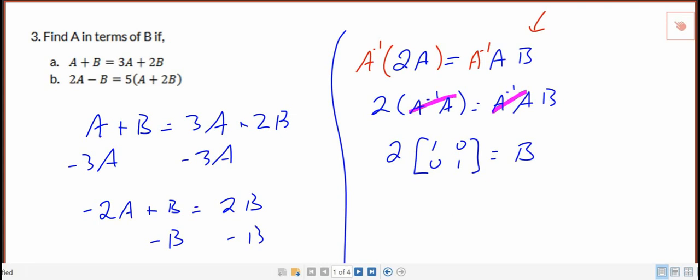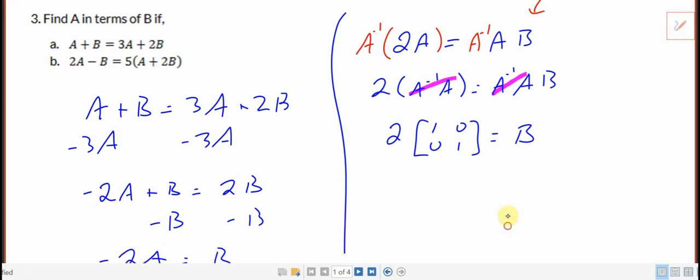Okay? But you got to be careful if you're multiplying things on the left and on the right, because matrix multiplication is not commutative. Okay? So we need to be extra careful about that aspect of it, if that makes any sense.